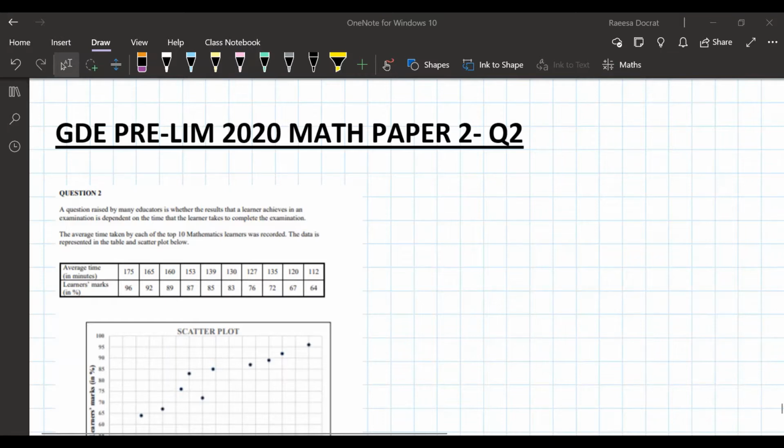It says a question raised by many educators is whether the results that a learner achieves in the examination is independent of the time that the learner takes to complete the examination. The average time taken for each of the top 10 mathematics learners was recorded. The data is represented in the table and scatter plot below.